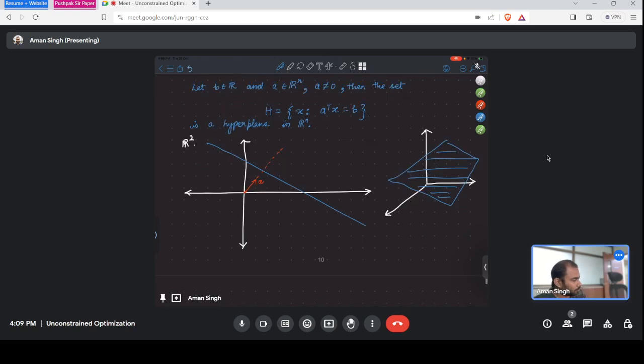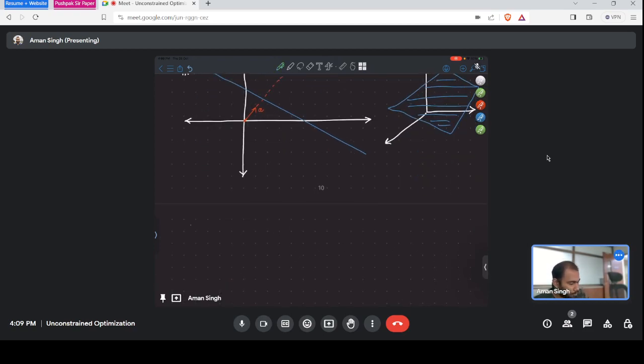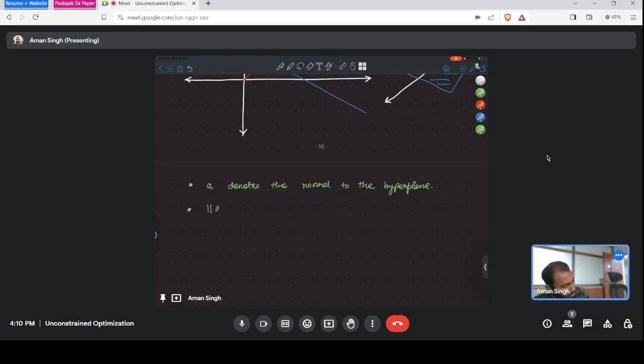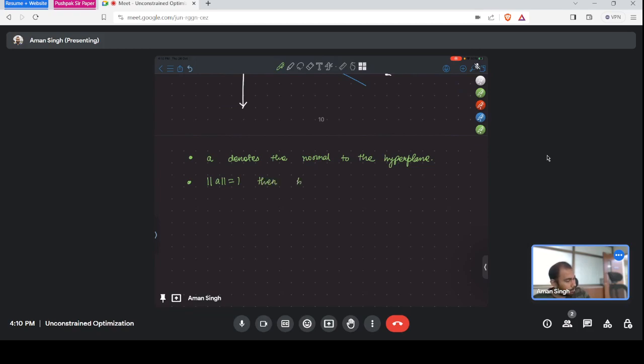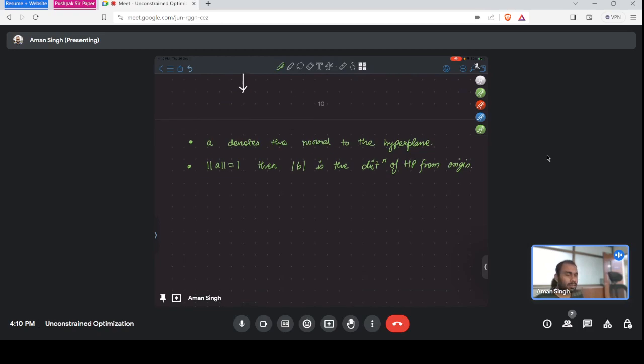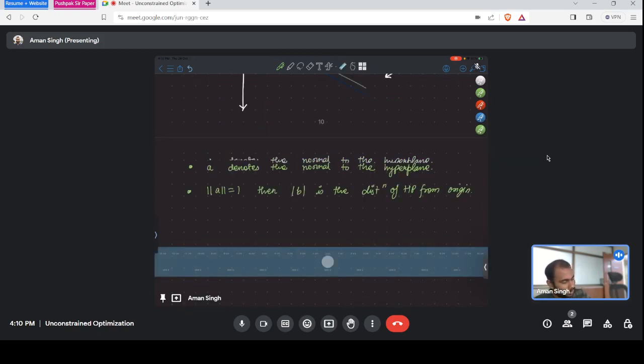Now let's look at some points to be noted. A denotes the normal to the hyperplane, so it's a normal vector to the hyperplane. Similarly, if the a that we have chosen is a unit vector, then b is the distance of the hyperplane from the origin. And we have already seen that in R2 a line is a hyperplane, and in R3 a plane is a hyperplane.